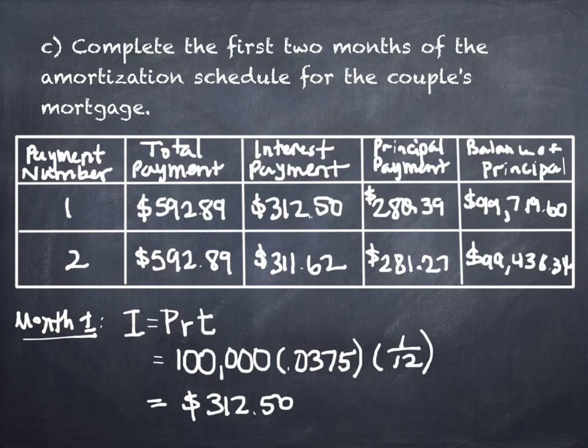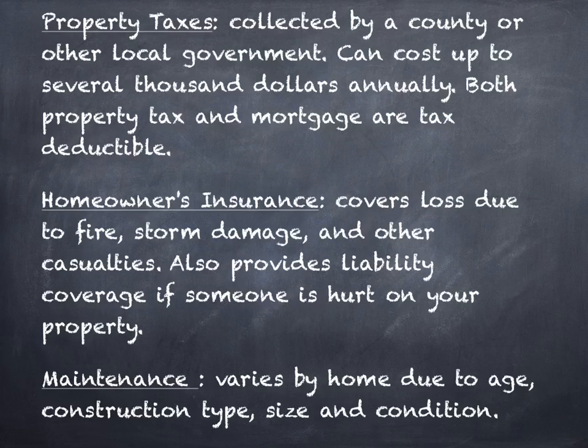So let's take a look at our next slide. There are 3 other pieces of information that can affect home ownership, and there's others as well, but these are the 3 biggies. The first one is property taxes. Perhaps you weren't aware, but you actually have to pay taxes if you own a piece of property. Not just at the time you buy the property, but every year that you own the property. Property taxes are collected by a county or other local government, and they can cost up to several $1,000s a year.